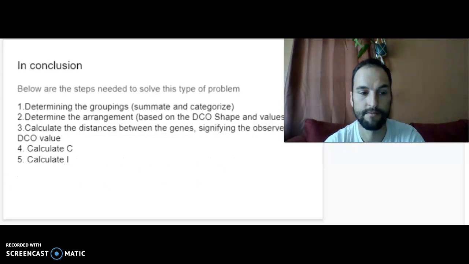Well, in summary, in conclusion, here are the steps needed to solve this type of problem. First, determine the groupings. Second, determine the arrangements. Third, calculate the distances between the genes, signifying the observed double crossover value. And then lastly, calculate C and then calculate I. And that is all.